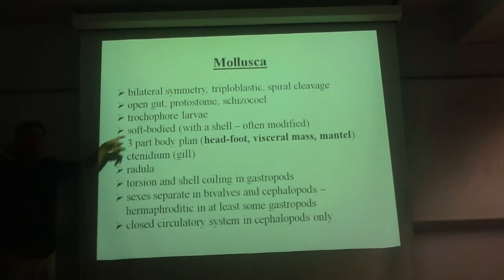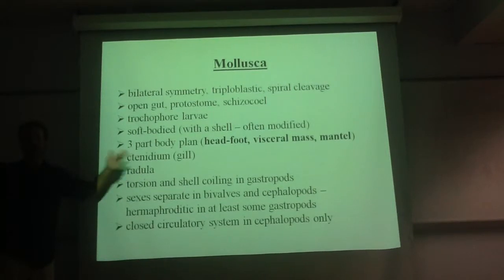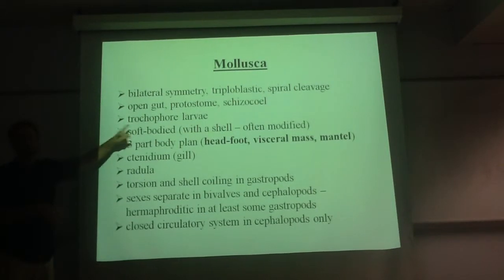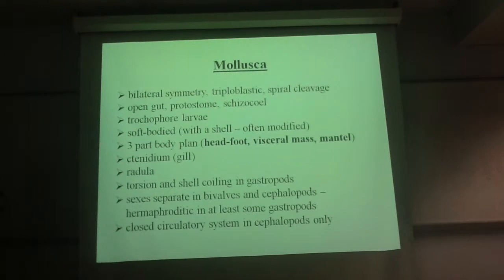And notice here we have a trochophore larva, just like what we had in annelids. You're not going to see that anymore either, right? Nematodes, arthropods, and deuterostomes, none of them have a trochophore larva. But these are the lophotrochozoa, right? So it makes sense that you're not going to see trochophore larvae after this.